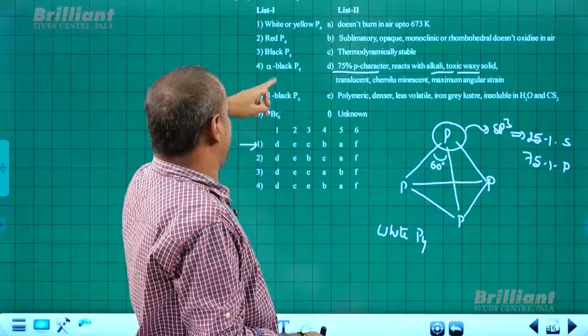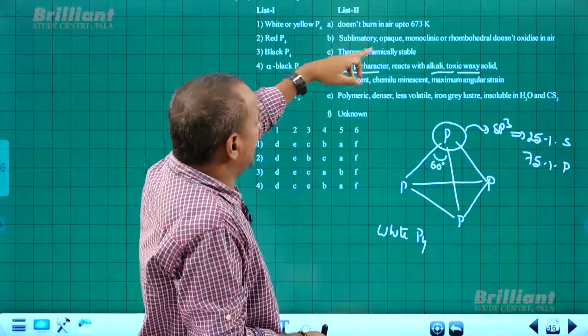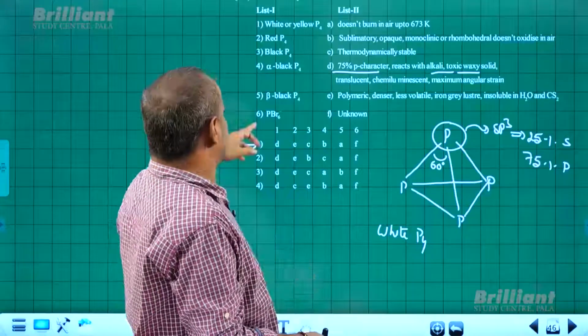And 5A, alpha black, does not burn in air up to 673 Kelvin. It means stable up to 673 Kelvin.